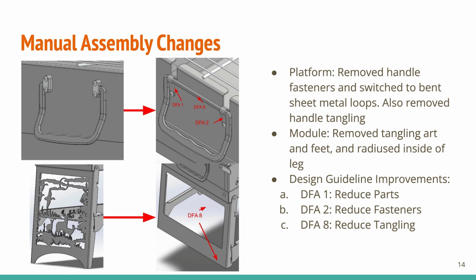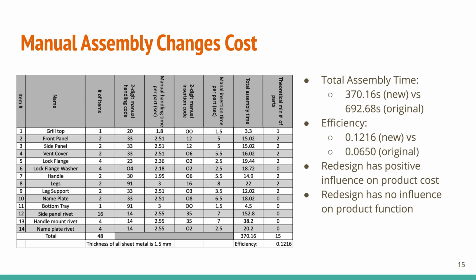So for the platform and side panel, we removed the handle fasteners and switched to bent sheet metal loops, and then also added this crossbar across the handle to remove any chance of tangling. And then for the module, the legs, we removed tangling art, and then also the radiuses on the bottom of the feet to reduce tangling, and then increased or created radius within the inside of the leg. These all follow the design guideline improvements of DFA 1, reduced parts, DFA 2, reduced fasteners, and DFA 8, reduced tangling. Now, a quick cost estimation for the final redesign.